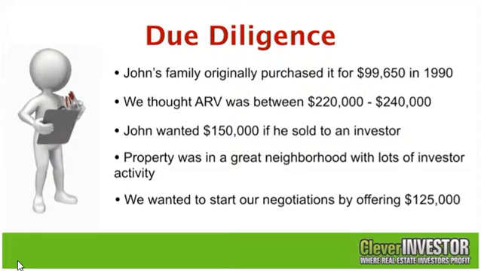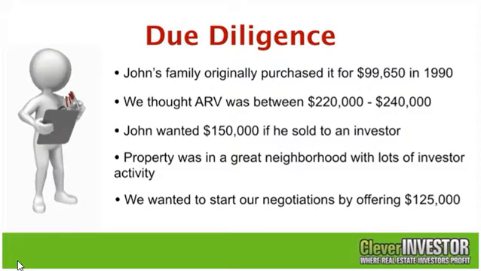It was in a great neighborhood, lots of investor activity, and we decided that we were going to start our negotiations off by offering him $125,000. All right, and this is basically we ran our maximum allowable offer. Realized that we can pay probably up to $150,000. Even at $150,000, it's still a good enough deal that we know we'd make some money, but we wanted to start it off at $125,000. And John pulled the whole I don't want to take a penny less than $150,000 angle.